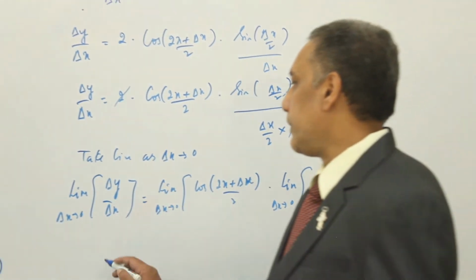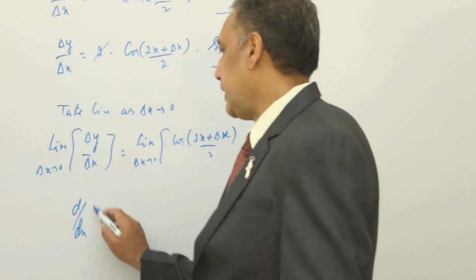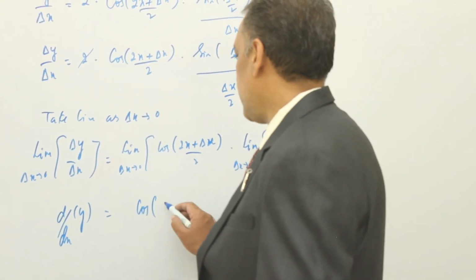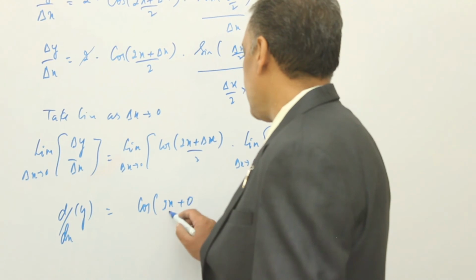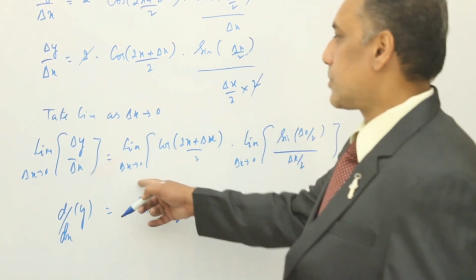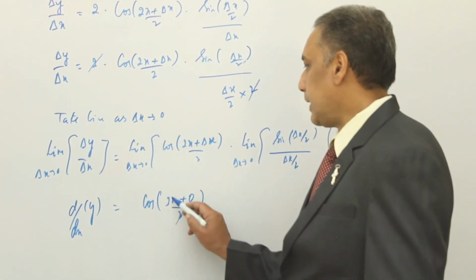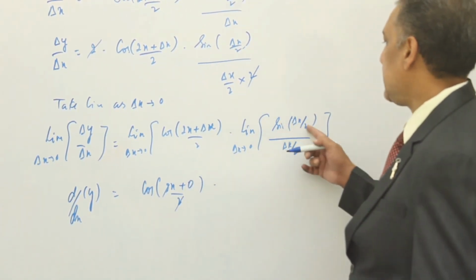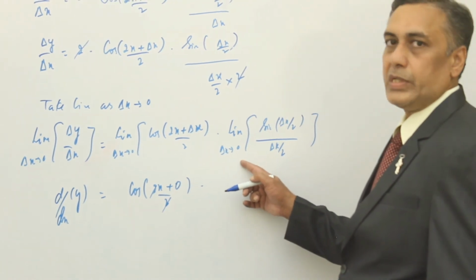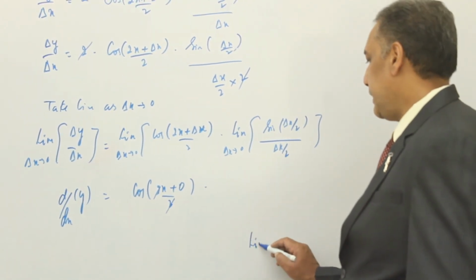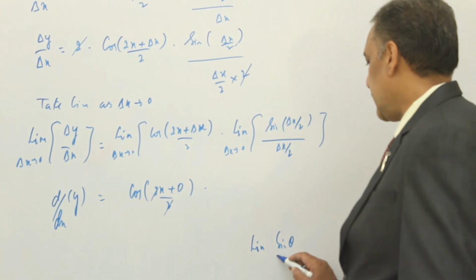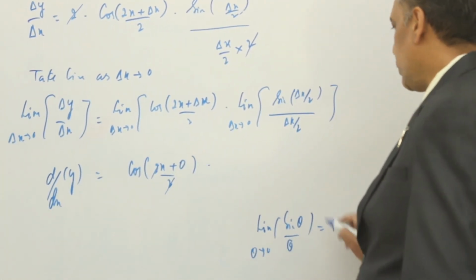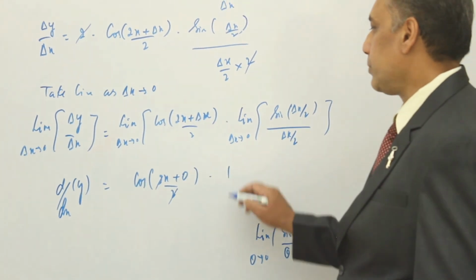So this will resolve into d by dx of y equal to cos of 2x plus 0 by 2, because delta x tends to 0, it becomes 0. This 2 and this 2 get cancelled. Into this, the limit of sine theta by theta as theta tends to 0 is 1. That is, the limit of sine theta divided by theta as theta tends to 0 equals 1. So therefore this will evaluate to 1.